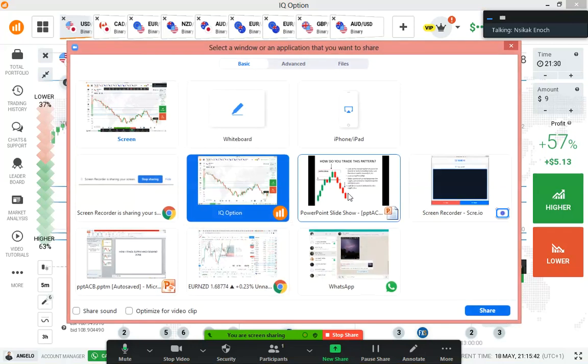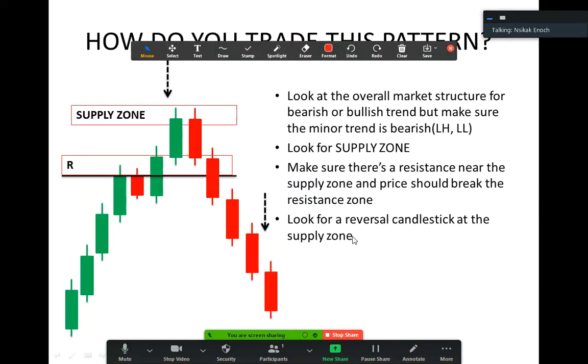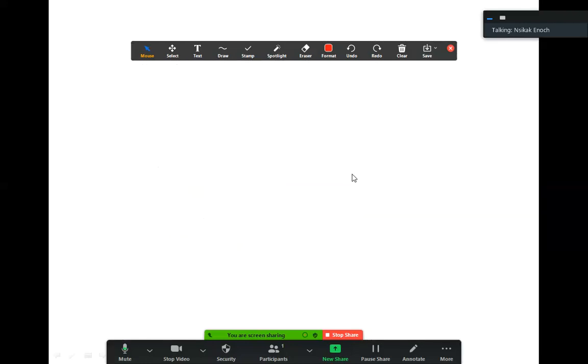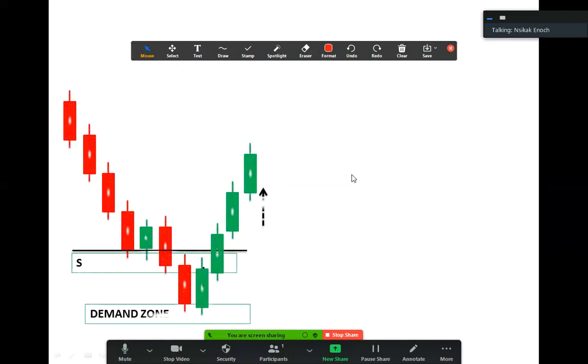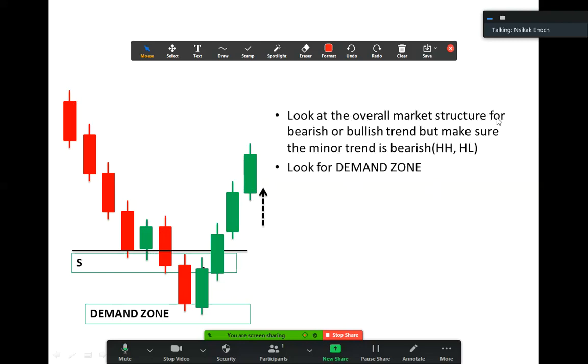Same thing when you want to trade the bullish demand. Okay, so that is how you trade the supply zone. Now the demand. Let's say you want to trade the demand here. What you are going to do is look at the overall market structure for a bearish or bullish trend, but make sure that the minor trend is bullish. Sorry, I made a mistake here. Make sure that the minor trend is bullish.